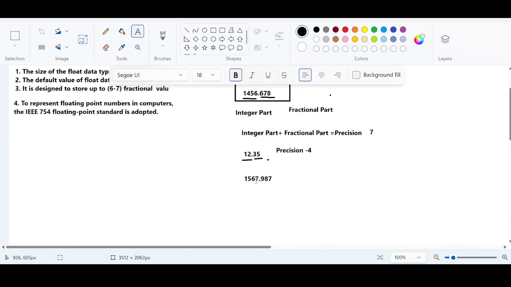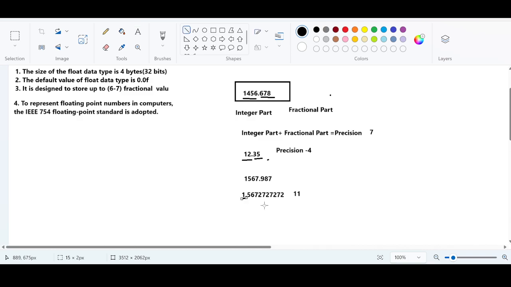Just remove the decimal point and count the number of digits. You will get the precision. If I ask you what is the precision of this one, the answer is 11. 11 is the precision. You just remove the decimal point, or else you can count how many digits are there in the integer part. Only 1. How many digits are there in the fractional part? You count, 2, 4, 6, 8, 10. 10 plus 1 equals 11.